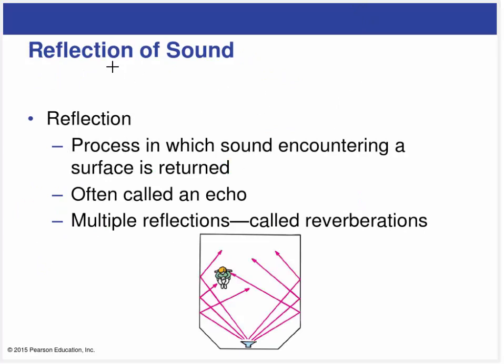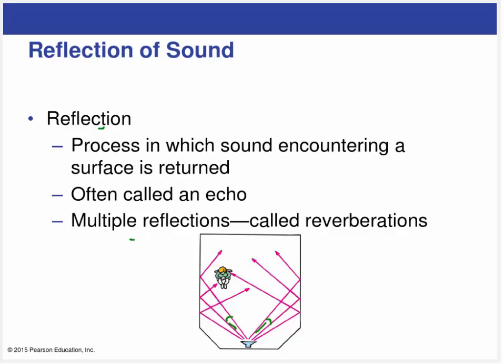Now, I just want to talk a little bit about the reflection of sound. I said that when sound interacts with matter, it can reflect, it can refract, or it can be absorbed. Reflection is a process where the sound bounces right off of a surface, and you could even call that an echo. Here we have a speaker putting out some sound waves, and they're bouncing off the walls, and some of them are reaching the girl, and some of them are not.